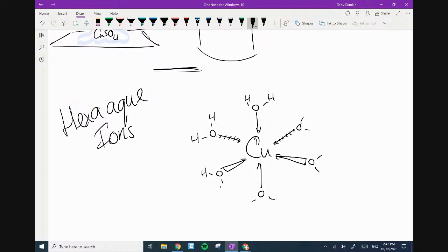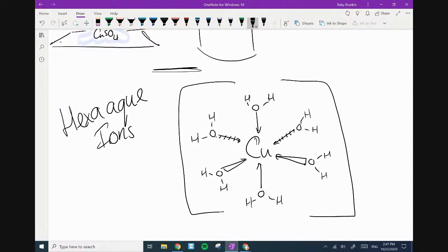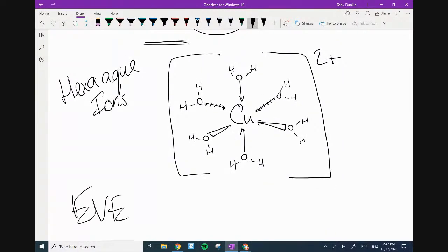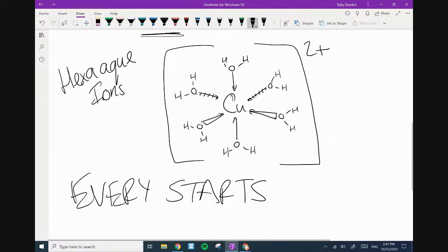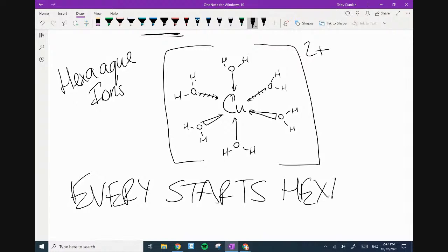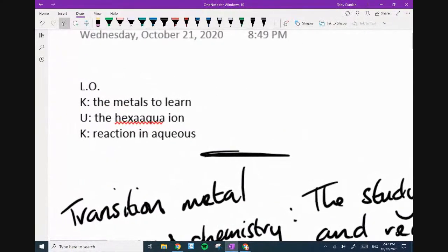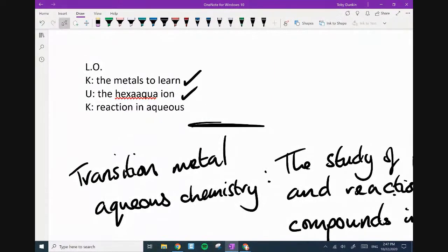So when they first added transition metal compounds to water, they had an expectation. Everything starts off hexaaqua. It's a good rule. So the first thing is know your metals. Second thing, just recapping the hexaaqua ion, the octahedral complex, 6 waters.